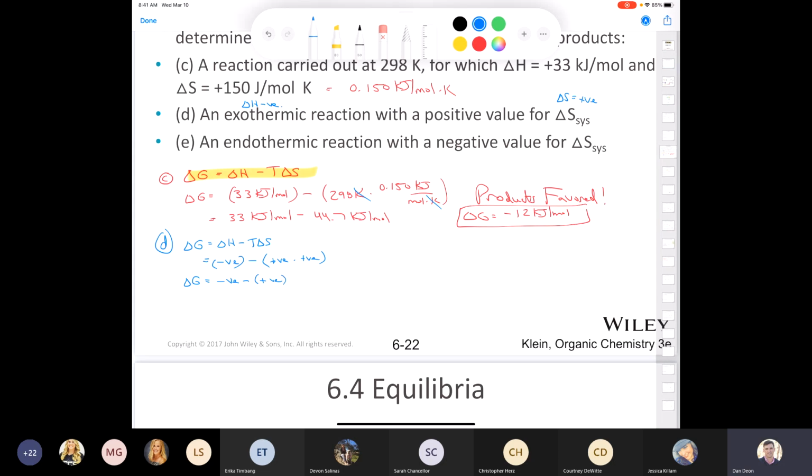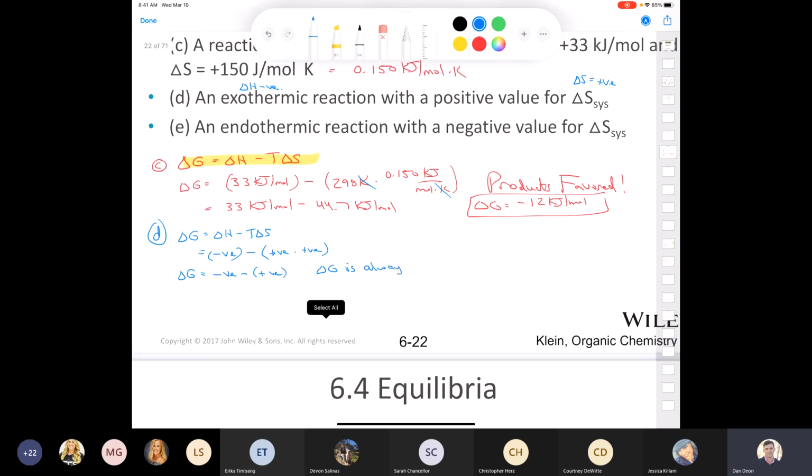So if you have a negative number and you're subtracting a positive number from it, that means that delta G is always negative. No exceptions, right? Think about it. If you take negative 2 and you subtract 2, what do you get? Negative 4. So delta G is always going to be negative, and therefore products are always going to be favored.